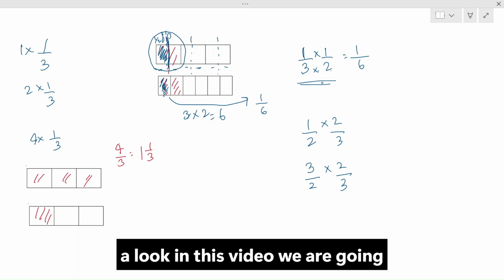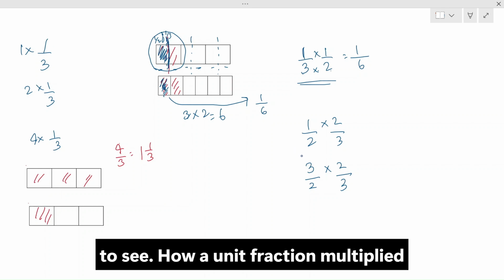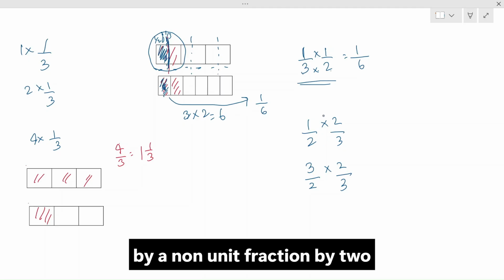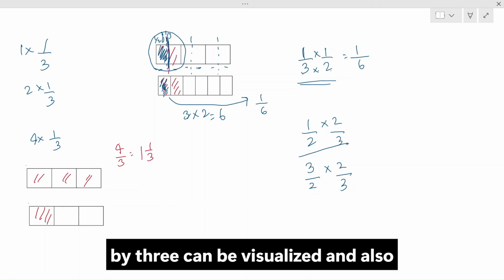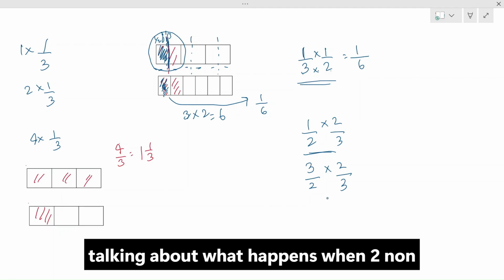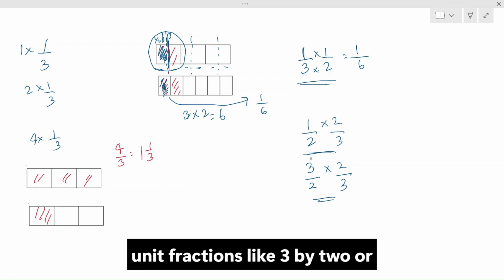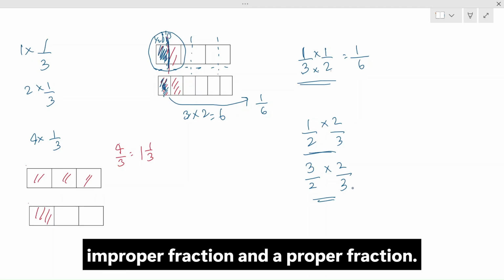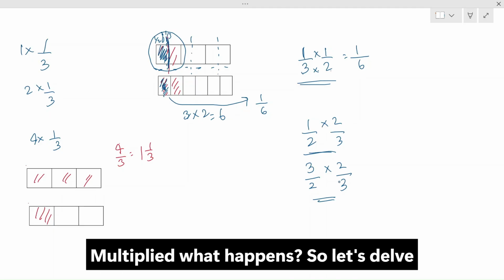Please take a look. In this video, we are going to see how a unit fraction multiplied by a non-unit fraction like 2 by 3 can be visualized and also can be understood better. We'll also be talking about what happens when two non-unit fractions, like 3 by 2, an improper fraction, and a proper fraction are multiplied. What happens?